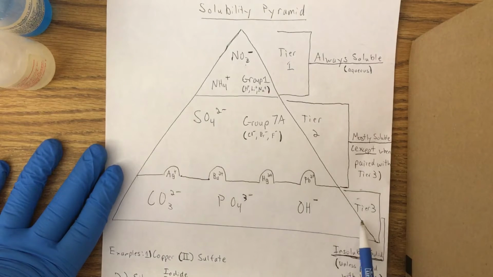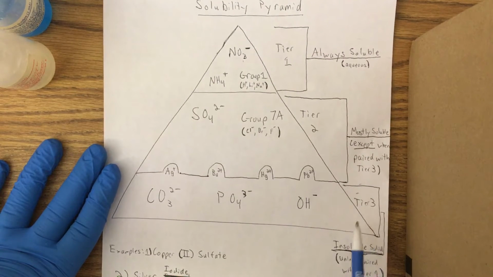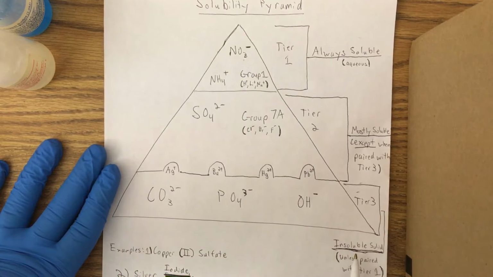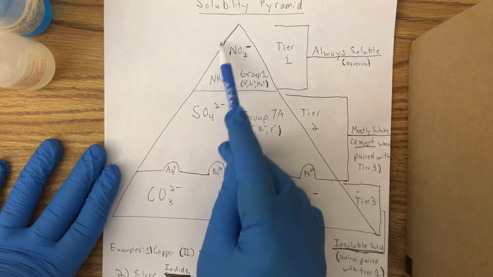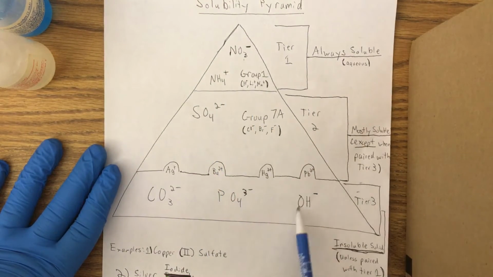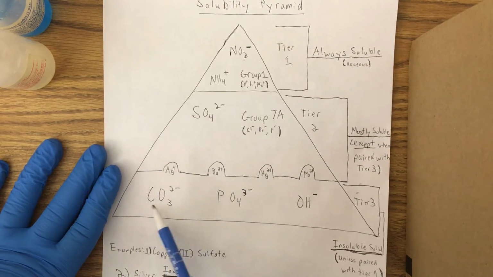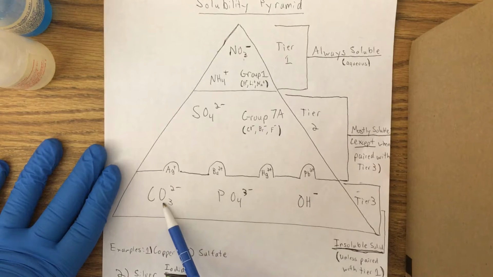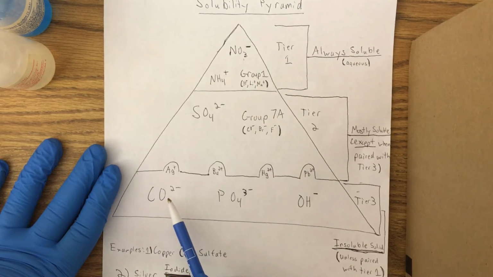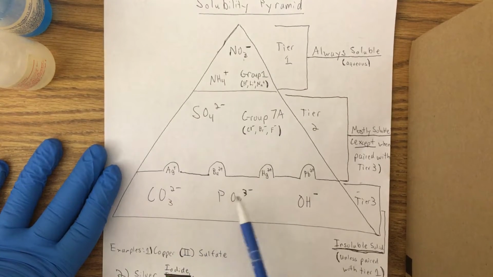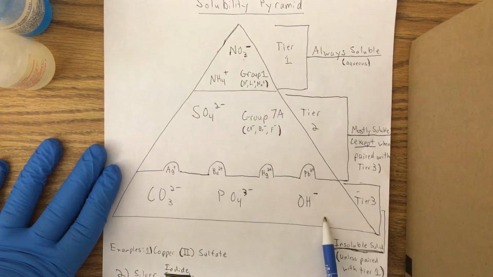The final tier is tier 3, and tier 3 compounds almost always form insoluble solids, unless, of course, they're paired with tier 1. So being in tier 1 overrides being in tier 3. So if you see a compound that contains a carbonate group, almost always you'll expect that to form a solid in standard conditions. It would not be able to dissolve in aqueous solution. If you see a phosphate group, same thing. If you see a hydroxide group, same thing.